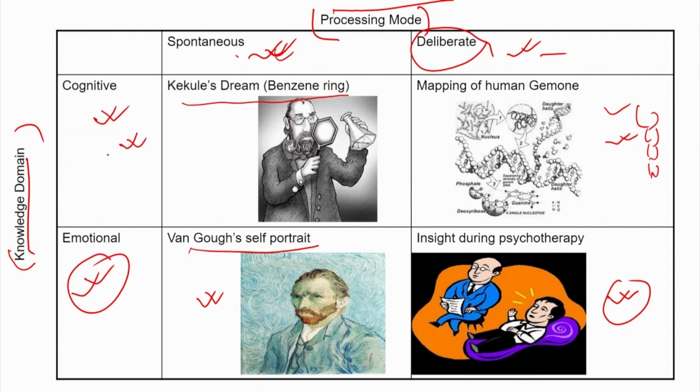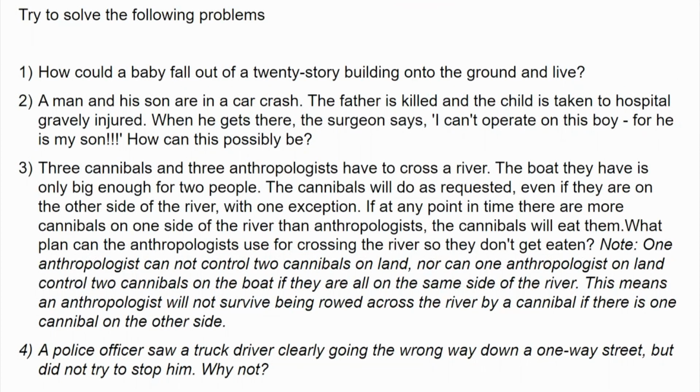Now, I will leave you with certain problems which are out there, and some of these problems are insightful, some are not, and you can look into them. This is possible because a child could have fallen out of the second floor, and this is possible because the mother could have been the surgeon. So, I am just giving you the answer.